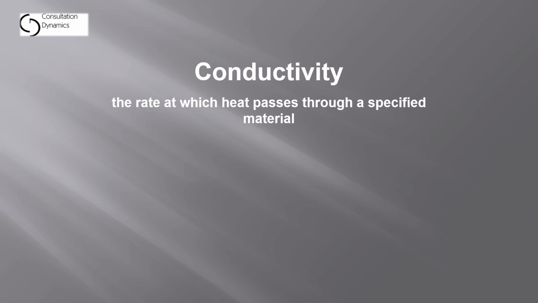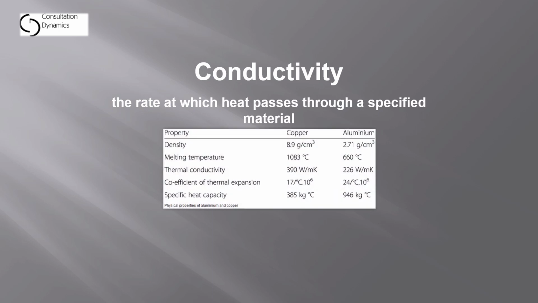The other element of conductivity that comes into play is the rate at which heat passes through a specified material. Thermal conductivity is very important, and in this area we begin to see a movement in the direction of aluminum as a more favorable material. And here's the reason why. First of all, if we take a look at this chart showing the properties of copper and aluminum, go down to the third item there, the one that says thermal conductivity.